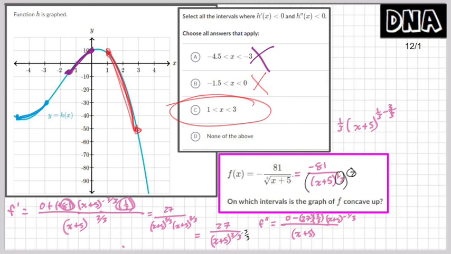All right, now we have to square the denominator. Okay, so that means I have to multiply the 2/3 by 2. So I get 4 over 3. Nope, you guys didn't catch my mistake, did you?